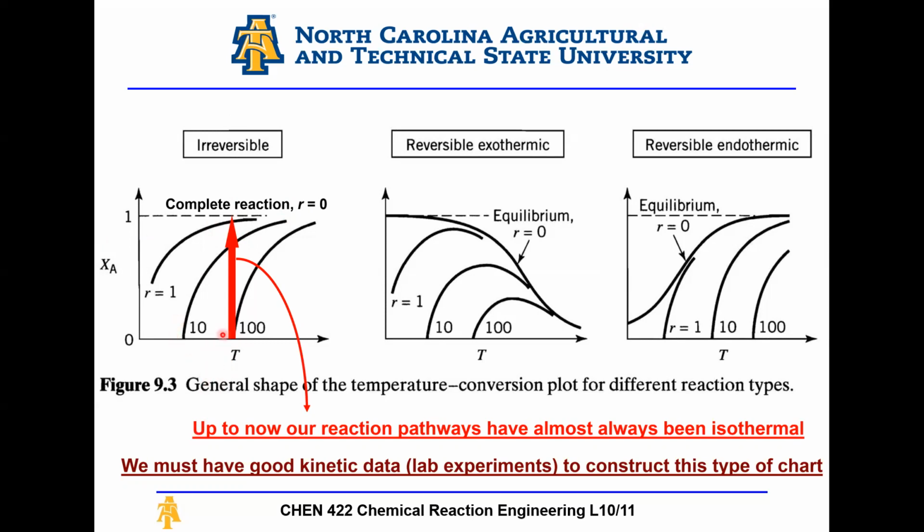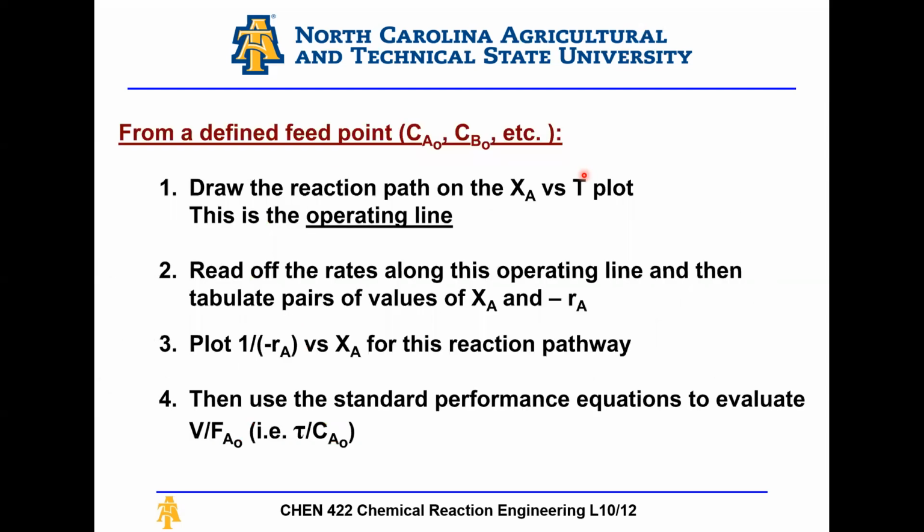However, now if we want to look at a changing temperature in our system, to look at the effect of having a changing temperature both with time or with space, we need to take a closer look at these types of charts. And in order to reliably use these charts, we need to have good kinetic data, right? So we need good experimental data on how the reactor operates, how the catalyst operates, how the reaction proceeds, etc., so that we can construct this table with some confidence and use it to predict the reactor performance.